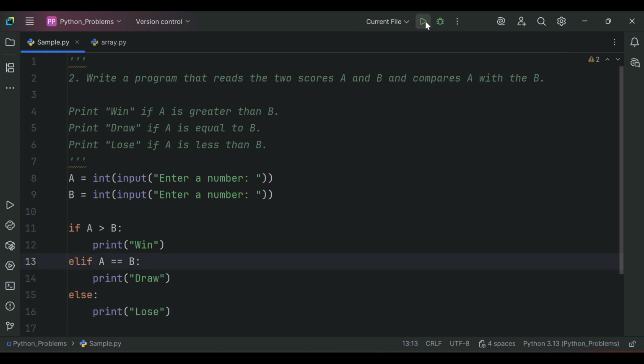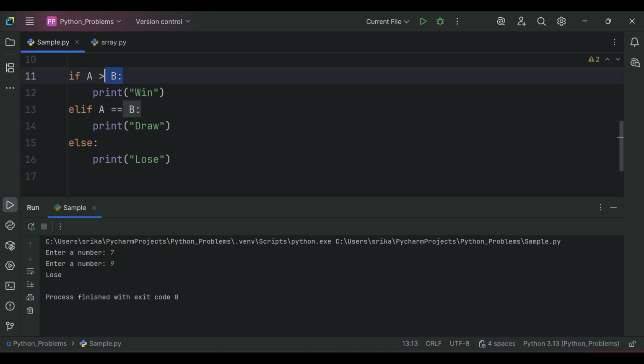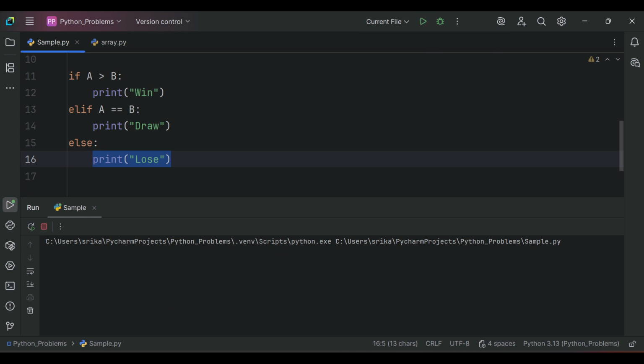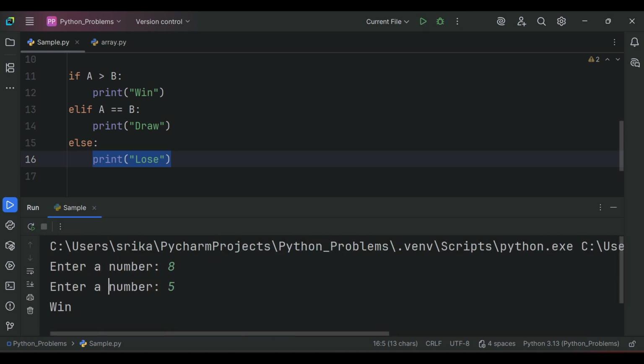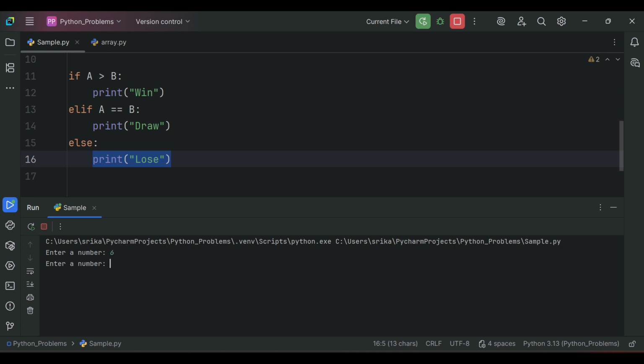Let's see the output. Suppose I give 7 to A and 9 to B. It's loss. Why? Because A is not greater than B, and A is not equal to B, so the remaining condition applies: loss. Suppose I give A as 8 and B as 5. At that time it's win. Now suppose A is 6 as well as B is 6. At that time it's draw.